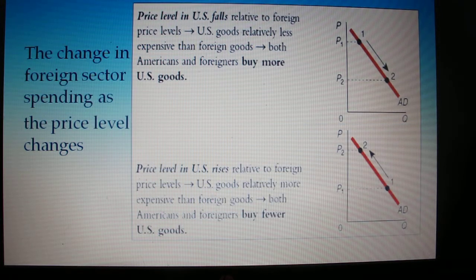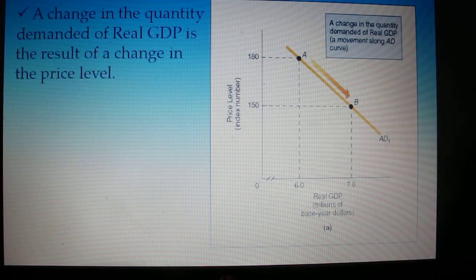If the price level in the U.S. rises relative to foreign price levels, U.S. goods are relatively more expensive than foreign goods, and both Americans and foreigners would buy fewer U.S. goods.